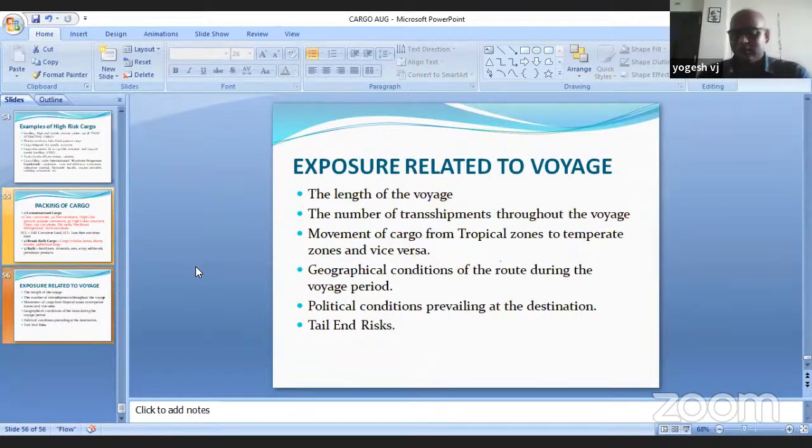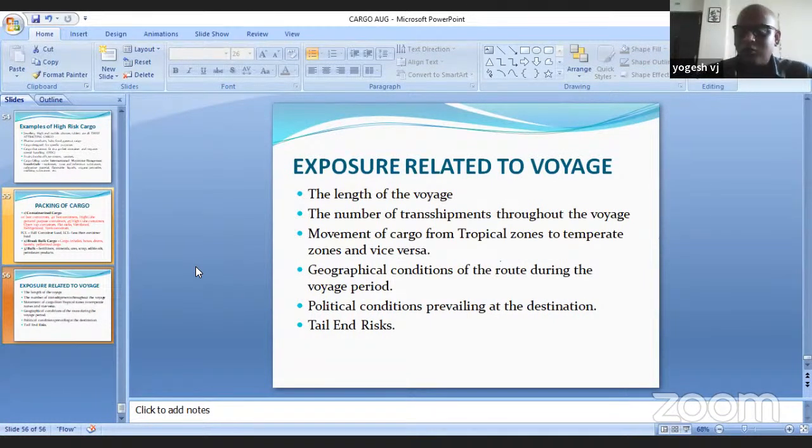Exposure related to voyage. Here also, see, at the end I have written tail end risk, because this is a very bad exposure, I mean a bad risk which is to be covered. So, as prudent underwriters, you go through the slip that has been received, especially when the slip is provided by the brokers. We should also be aware of the geographical and political situation of the area from where these goods are coming, and the route by which it is going to travel. Length of the voyage is an exposing factor. The more the number of transshipments, the more is the vulnerability of the cargo to loss.